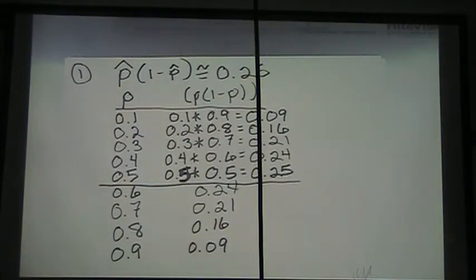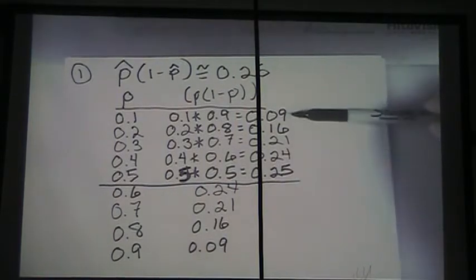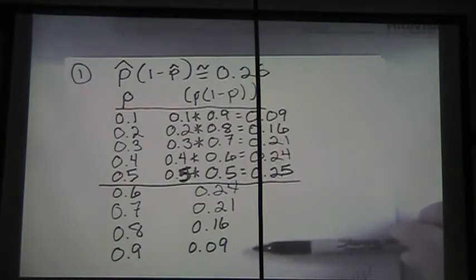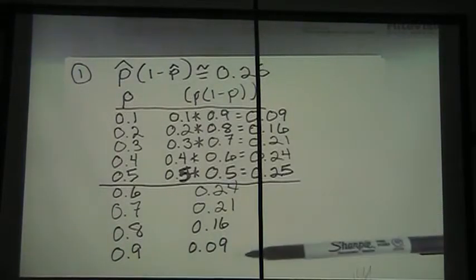So most of the time, using 0.5 is a really good approximation, except when we get out to these extreme ends, where it might make a difference to calculate using p hat times the quantity 1 minus p hat, or p times the quantity 1 minus p.